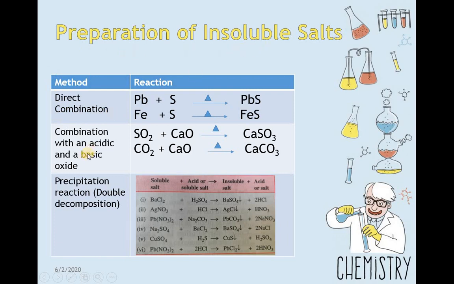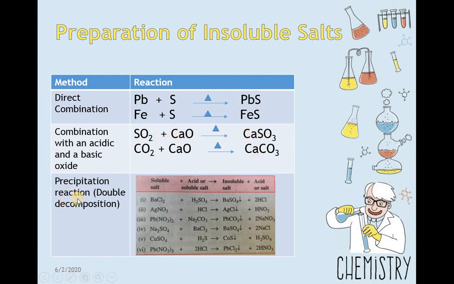Preparation of insoluble salts. First is by the direct combination. This is given for lead and sulfur. When heated gives you lead sulfide, similar for iron sulfide. Then combination of an acidic as well as basic oxide. So these will give you the salts.